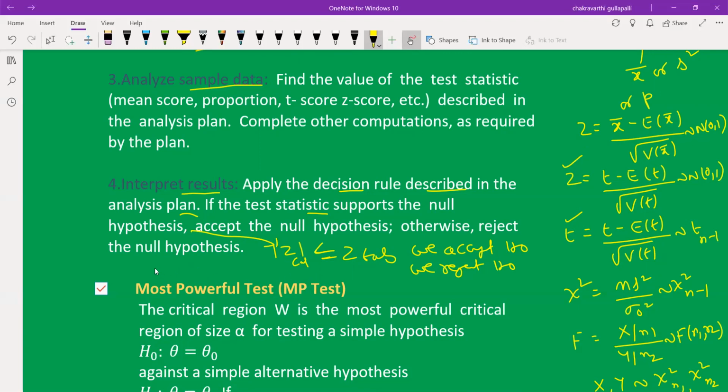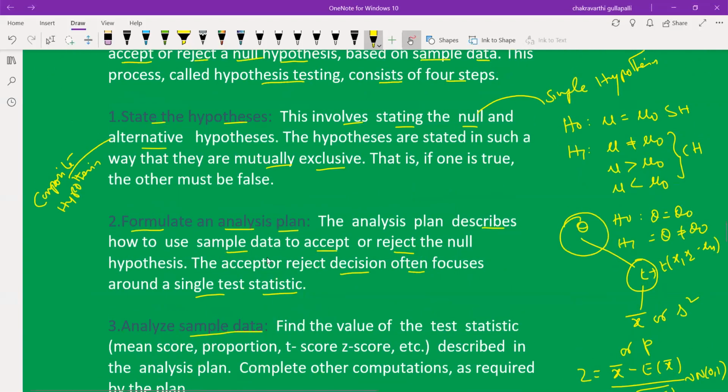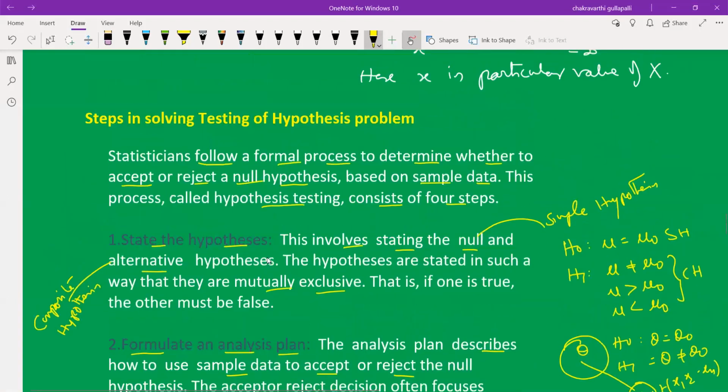So modulus T calculation, chi-square calculation less than or equal to the chi-square table value with n degrees of freedom or n minus 1 degrees of freedom, we accept H naught, otherwise we reject H naught. So there are two cases of it. This is the test procedure. For parametric tests and non-parametric tests, we have to follow these steps to accept or reject the null hypothesis.